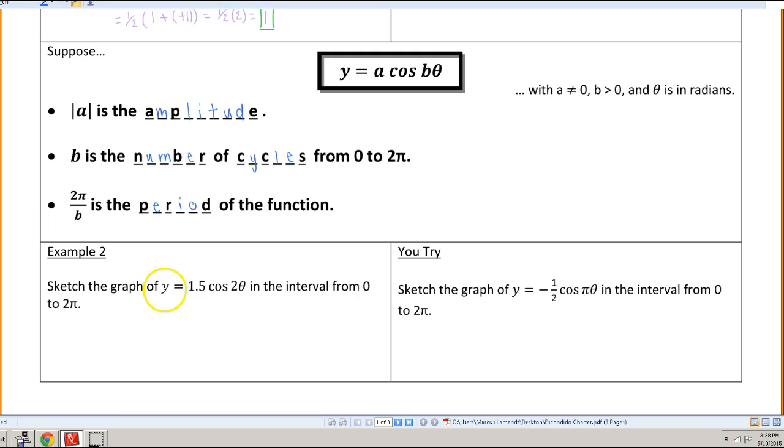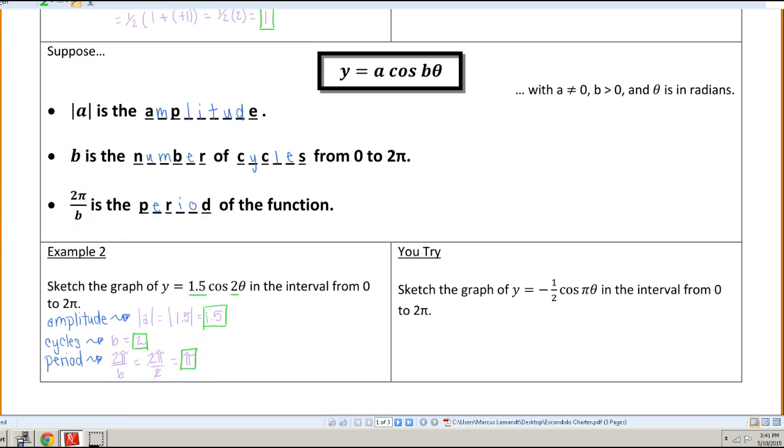Example number 2. Sketch the graph of y equals 1.5 cosine 2 theta in the interval from 0 to 2 pi. So let's find the amplitude, the cycles, and the period. The amplitude is the absolute value of a, which is the absolute value of 1.5, which is just 1.5. And I got that because 1.5 is right here. The number of cycles, b, is 2. I got that from right here. The period is 2 pi over b. b is 2, so I've got 2 pi divided by 2. The 2's cancel out, and I'm left with pi. So the period is pi.